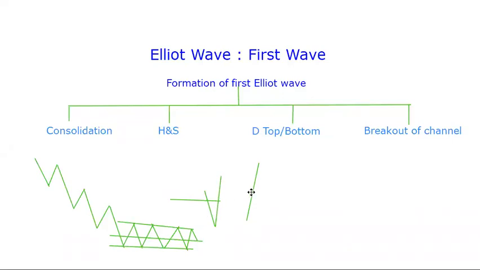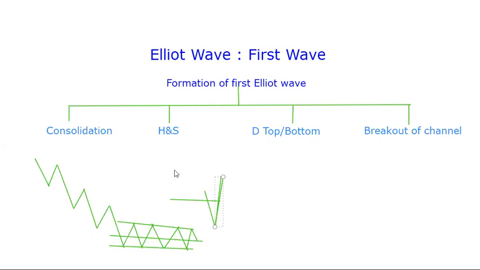So this approach is very useful, and in almost every case it works, right? If you project the length of this first wave to this retracement zone, you will get the target for your trade, right? So that is the basic setup. This one is for the downtrend. Similarly, it will form for the uptrend.